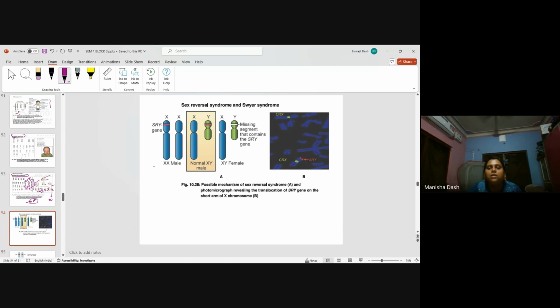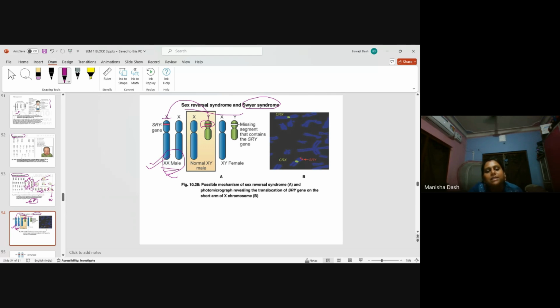Then coming to another concept called sex reversal syndrome, or Swyer syndrome. So here, what can happen? We have discussed that SRY is essential for maleness in human beings, or in any mammal actually. Sometimes this Y region can be deleted and translocated to a homologous region on the X chromosome. So now, although this has 2 X chromosomes, because of the presence of the SRY gene, it will develop as a male. So this will be an XX male.